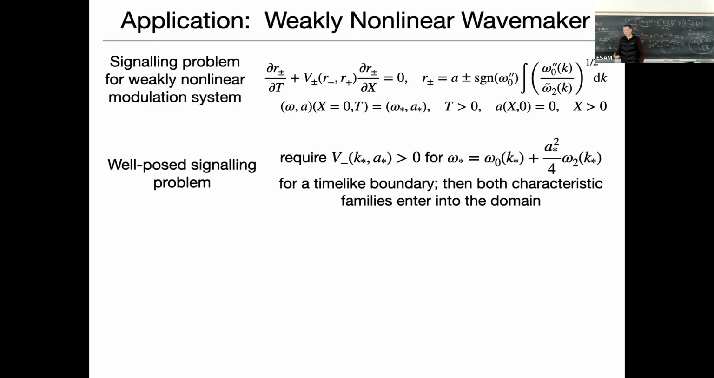For this problem to be well posed, not only do I need real characteristic velocities, but I need both characteristic speeds to be positive. I'm giving two pieces of information at the boundary. They both need to propagate into the domain. And so I have this requirement that V minus, the smallest characteristic speed, must be positive, evaluated on the boundary. Okay. It's called a time-like boundary.